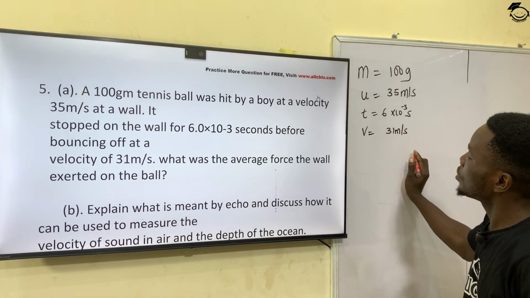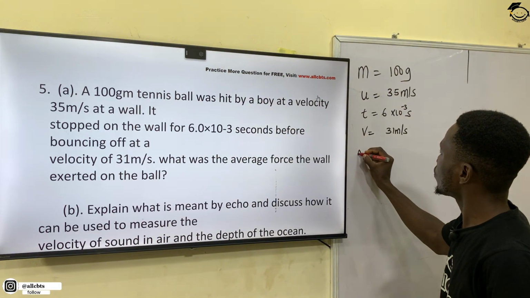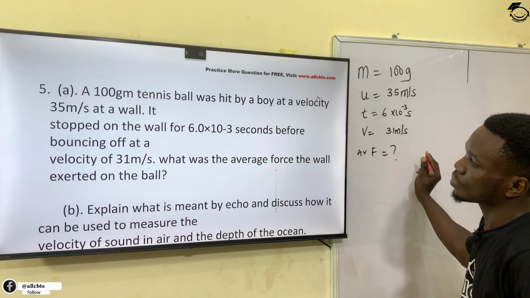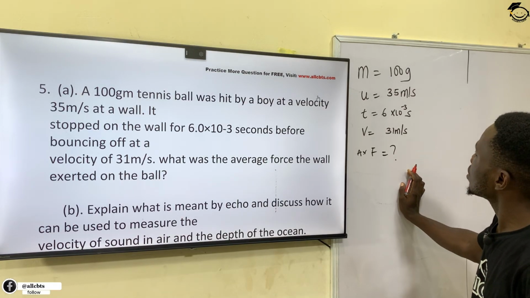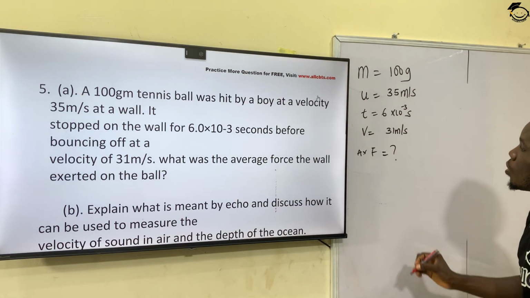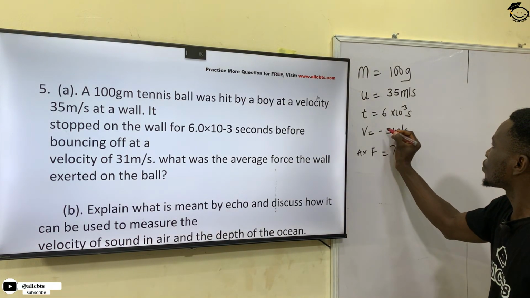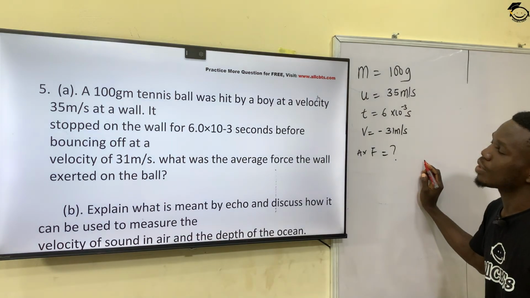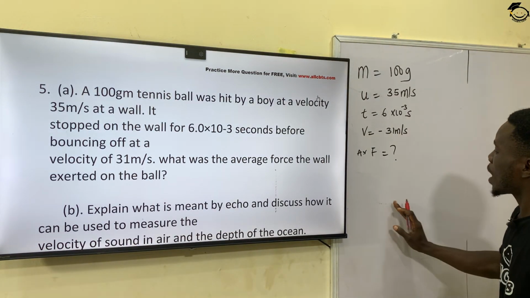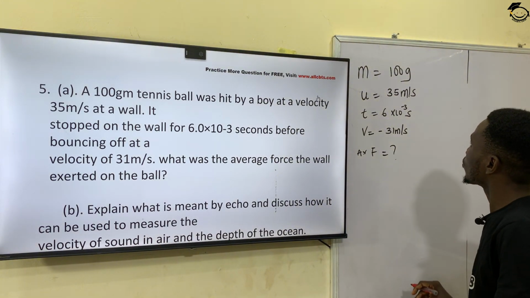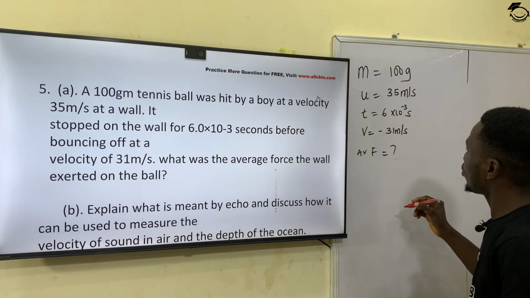What was the average force? The average force, we do not know. So now, because this ball bounces off from the wall, it means that the velocity with which it bounces will be what? Negative. So it bounces off with minus 31 meters per second. So the first thing we are going to do here is to find the momentum of the ball.